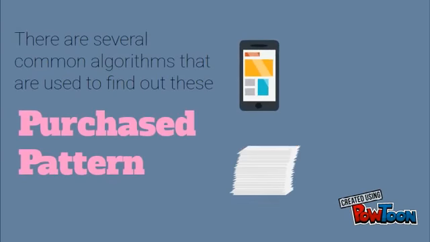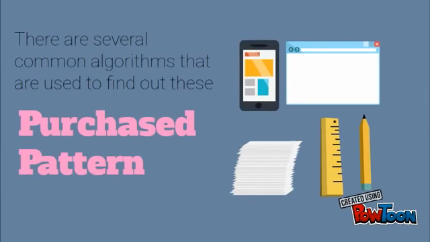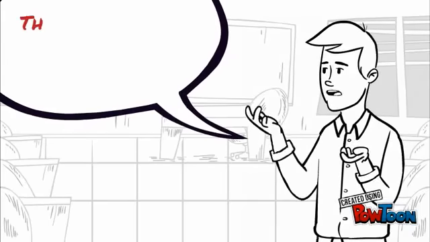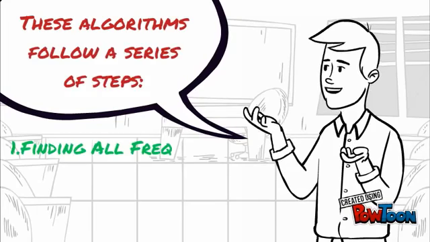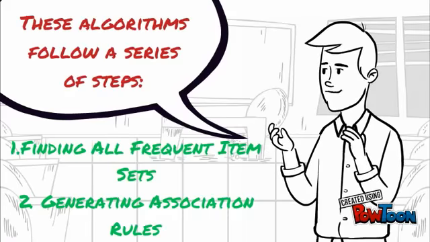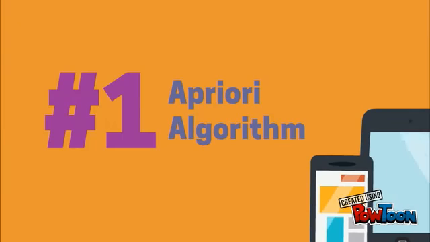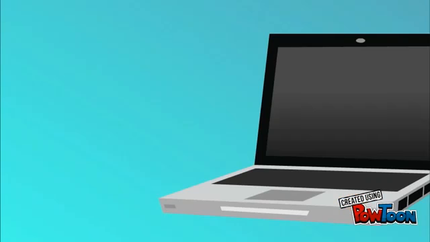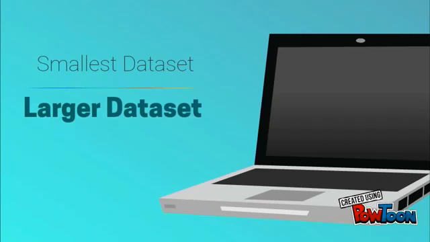There are several common algorithms used to find out this purchase pattern. These algorithms follow a series of steps, finding all frequent item sets and then generating association rules. First algorithm, Apriori. In Apriori, the association starts with the smallest item sets and then expands into larger item sets, and all the item sets must occur sufficiently often.